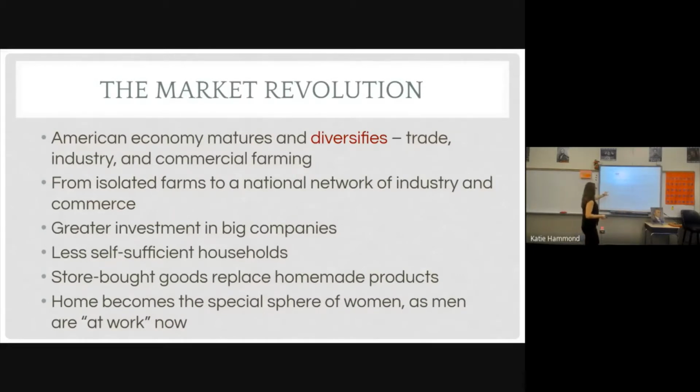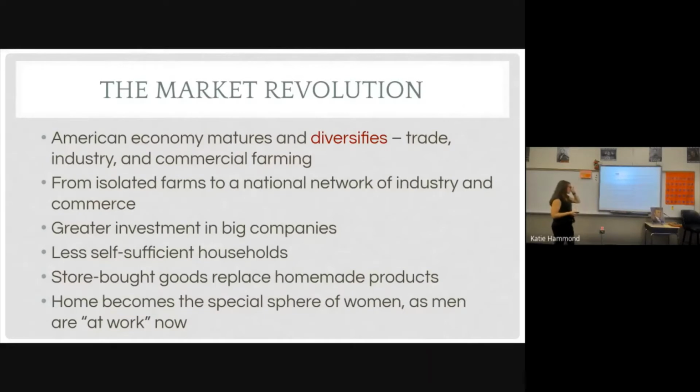Okay, and remember, you'll have some isolated farms, but thanks to internal improvements like canals, railroads, bridges, and roads, they are linked to a national network of industry. So, for instance, the cotton can travel quickly and be shipped up north to the textiles. It's all thanks to infrastructure and internal improvements. These commodities are all linked.